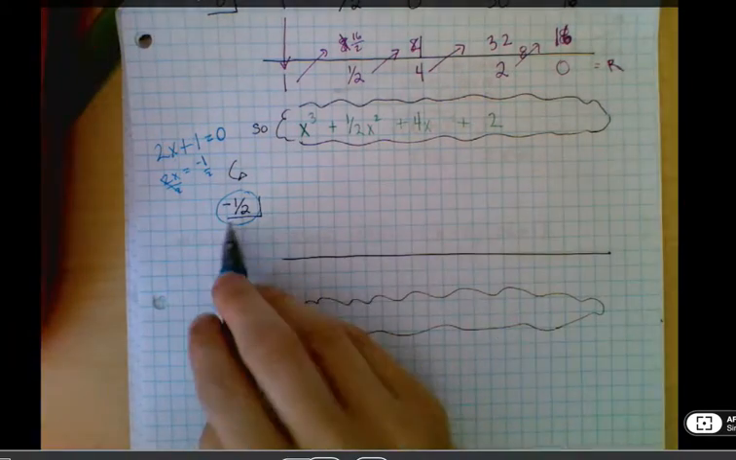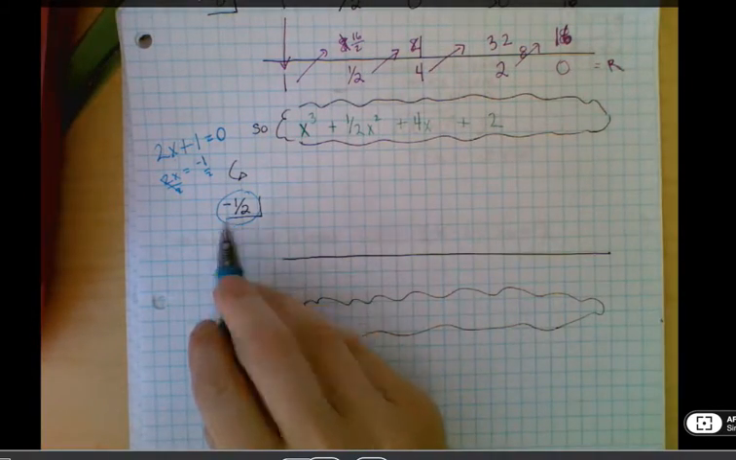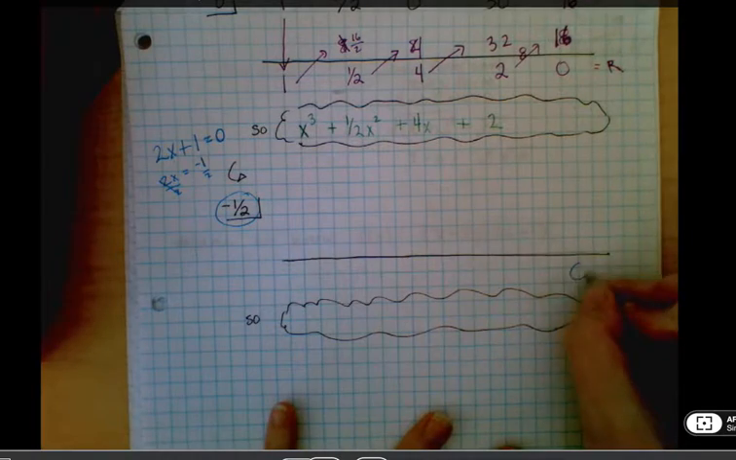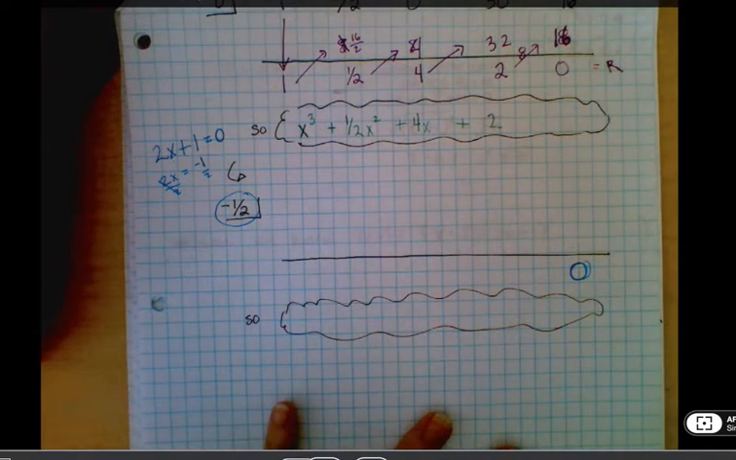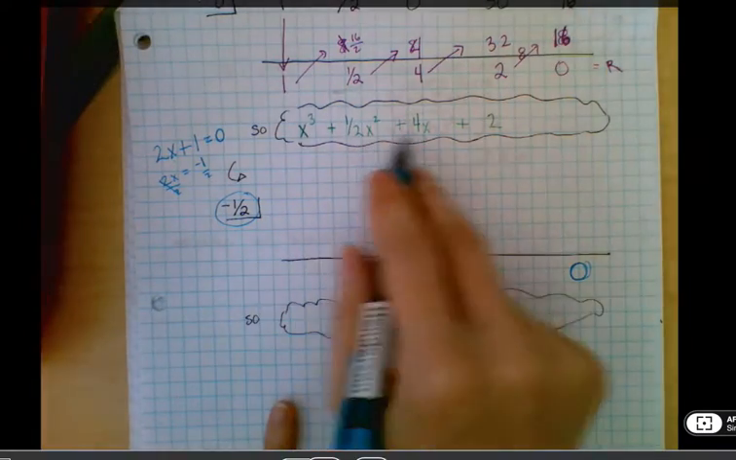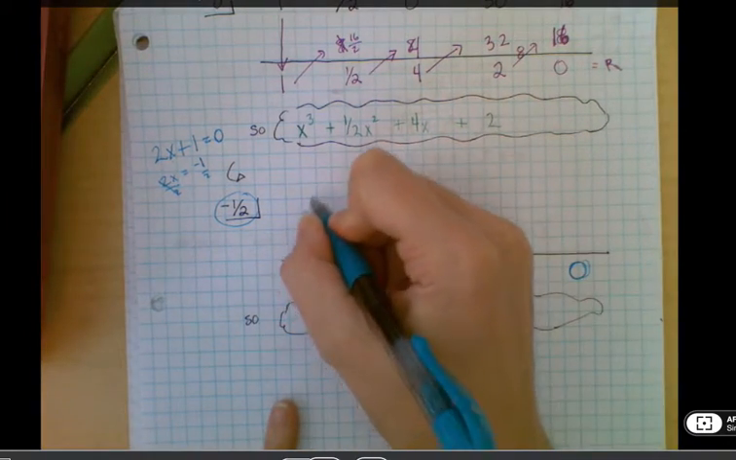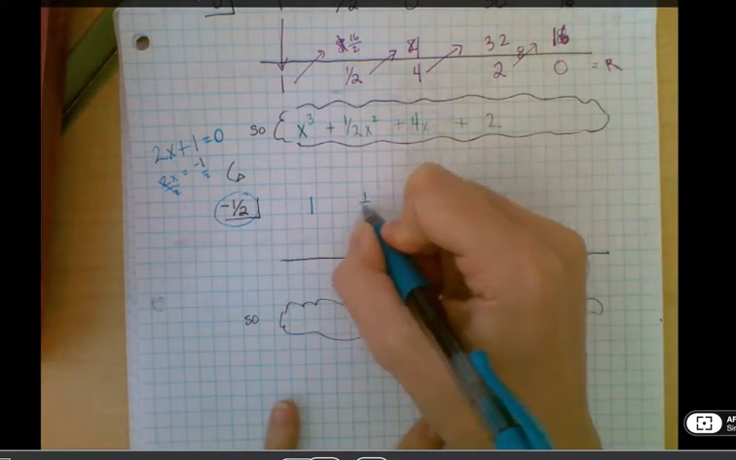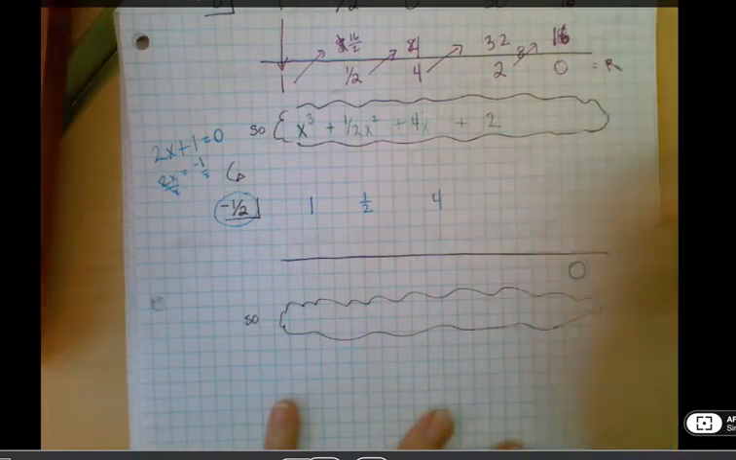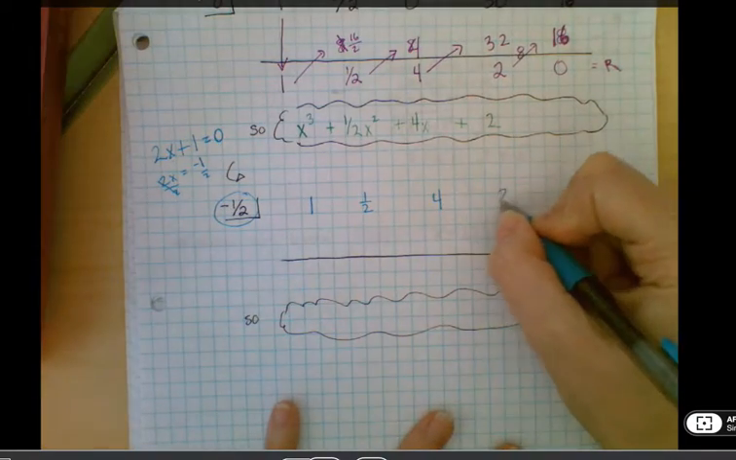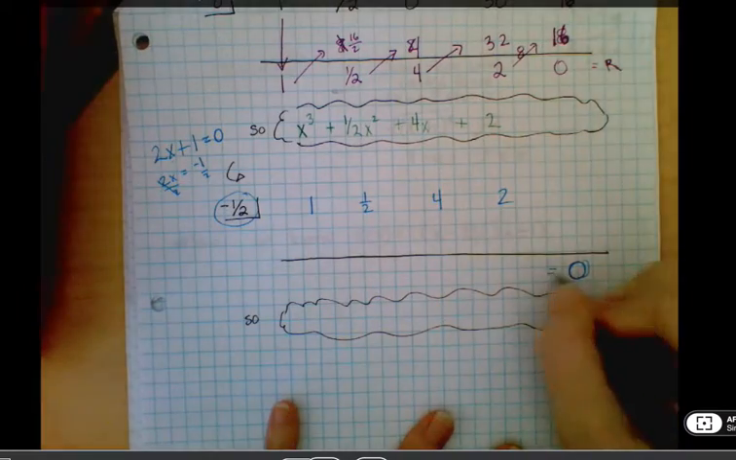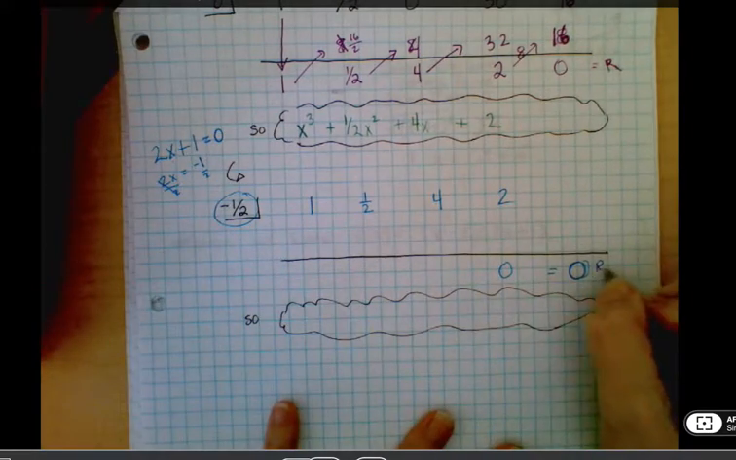Pardon me, guys. So when I plug in negative 1/2, I should expect to get out 0 at the end. If I'm not getting out 0 at the end, I've got a real problem. So do I have any missing terms? Nope. There's 1, 1/2, 4, and 2. So that's our remainder, should be 0.